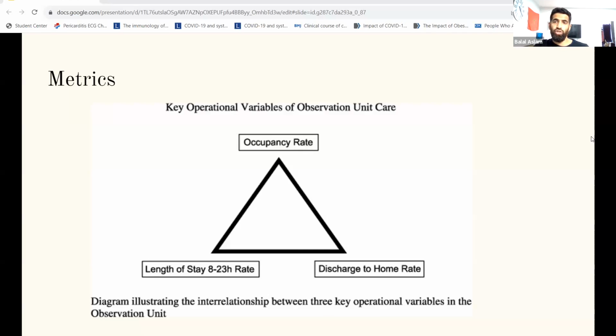In terms of discharge to home and admission rate, traditionally, you should aim to be around 20%. If you're much higher than 20%, you may be observing a population of patients who are too sick. And if you are much lower than 20%, you may be observing patients who are too well and could have just been discharged home.